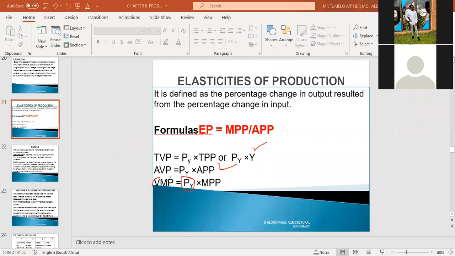And then we remain with what? With the MP, which is the marginal physical product. And then at the end, you remain with what? You end up having the price of Y times the marginal physical product. That will give you your value of the marginal product. The value of the marginal product, the value of the total product, the value of the average product.